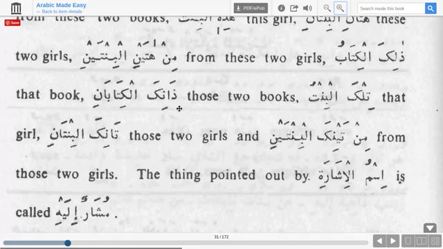تلك البنت. That's the girl. Even the English is messed up in the book. That girl. That's the girl. تانك البنتان. Those two girls. من تانك البنتين. From those two girls.